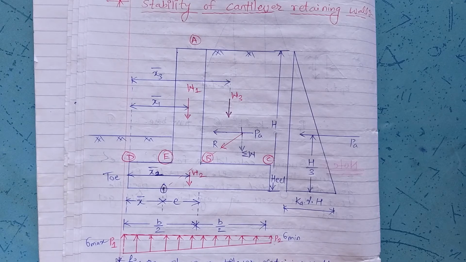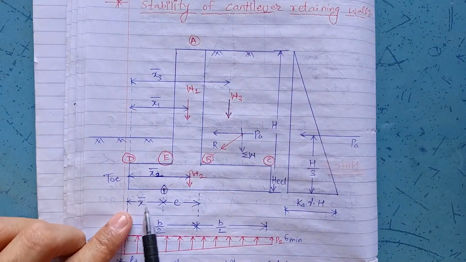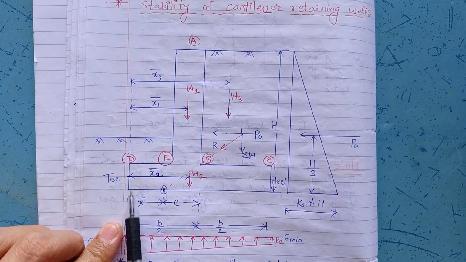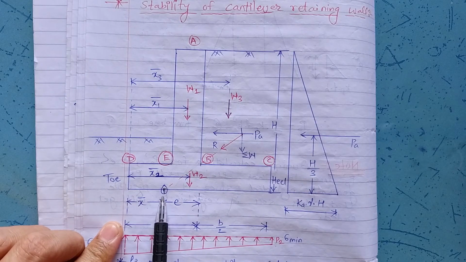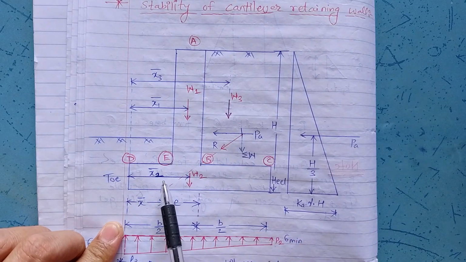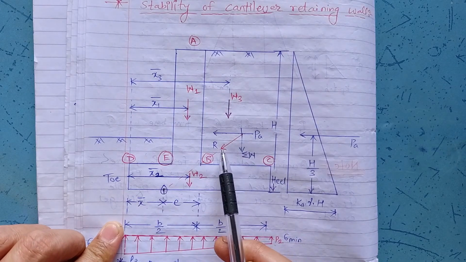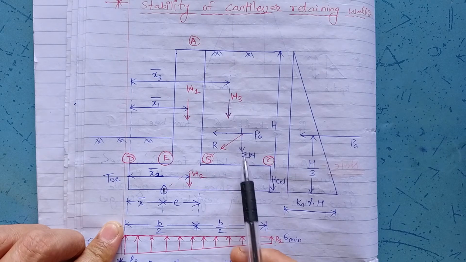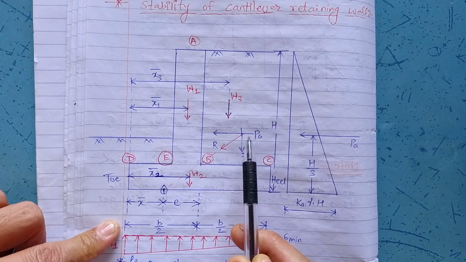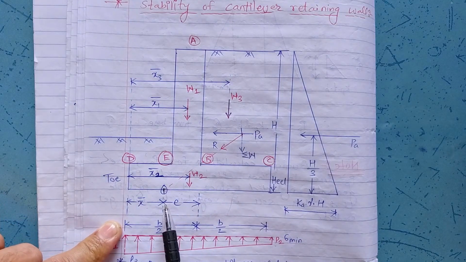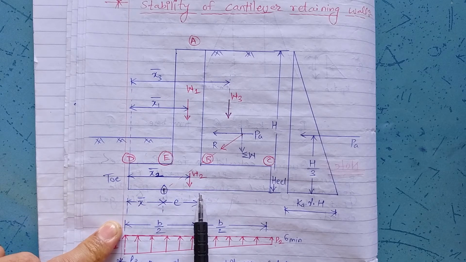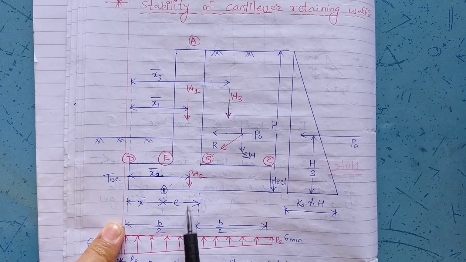Once again have a look here. In previous video lectures we have covered this concept. You can go through this video. Now see here, what is X bar? X bar is nothing but distance from the far end of the toe up to the point where resultant force R is passing, and resultant force R is nothing but resultant of downward forces W and resultant of PA, that is lateral forces, and E is nothing but distance from the point where resultant is passing up to the far end of the stem.